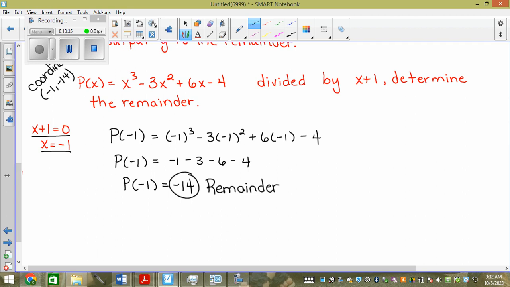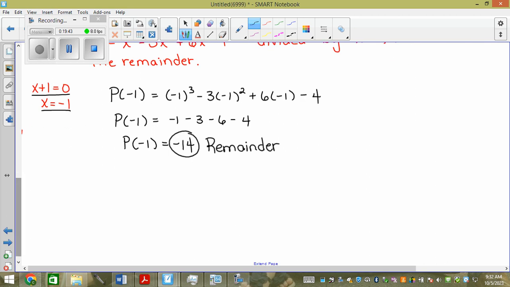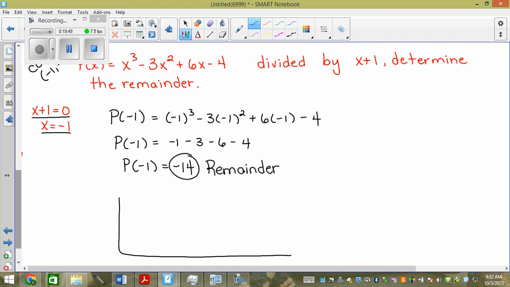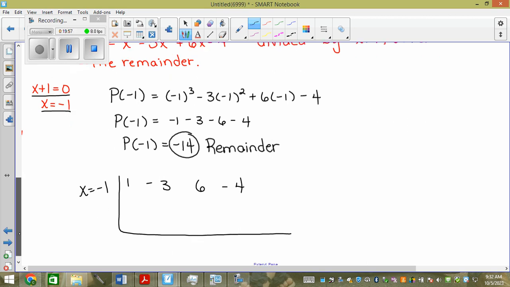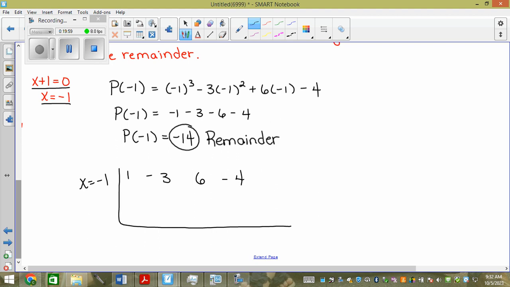Yeah, but we don't have to do long division. I'm showing that we can just do remainder theorem to get a remainder. And now I'm going to show you that we could do synthetic division, we'll get the same remainder. So if we do synthetic division, we would use 1, -3, 6, -4, and we would use x equals -1, because whatever we divide by, we use the root of it, not the factor.